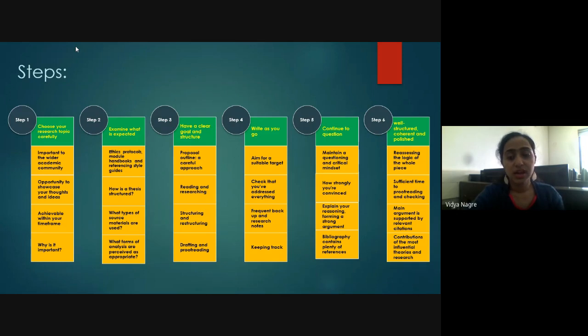Now, this is highly important. I hope you can see this slide clearly. You can see that there are several steps included in the overall process of research writing, especially I'm talking about writing a PhD thesis. First comes the first step: choosing your research topic carefully.